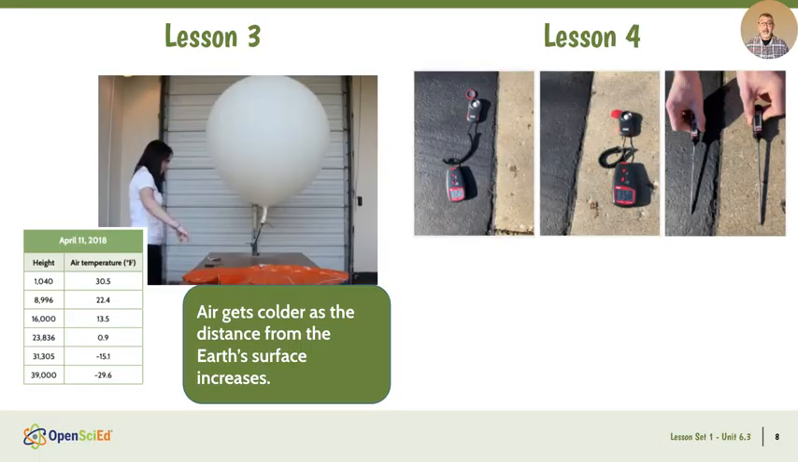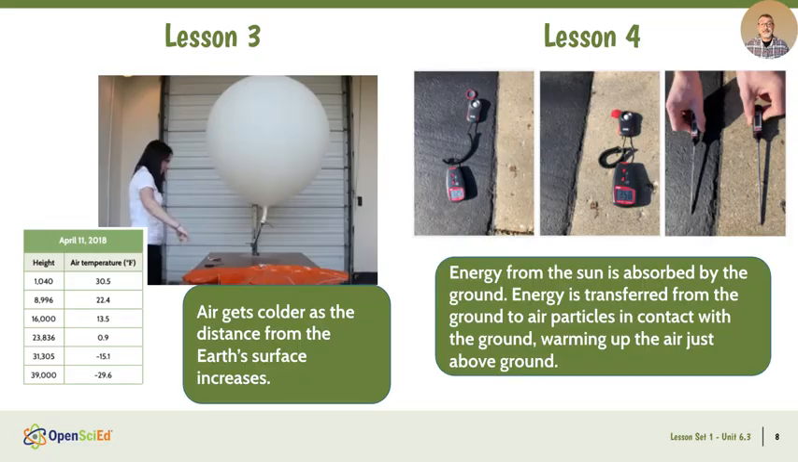Now that we know more about the air really high up in the atmosphere, we want to know why the air just above the ground is always just a little warmer than the air at higher altitudes. So in lesson 4, we examine several different types of ground surfaces, and we measure the temperature differences at varying heights near the surface, while also measuring the amount of sunlight reflected off of those different surfaces.